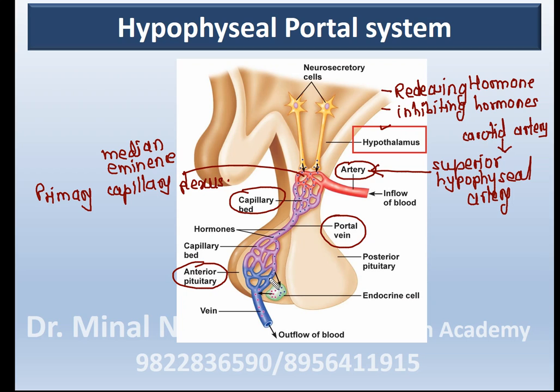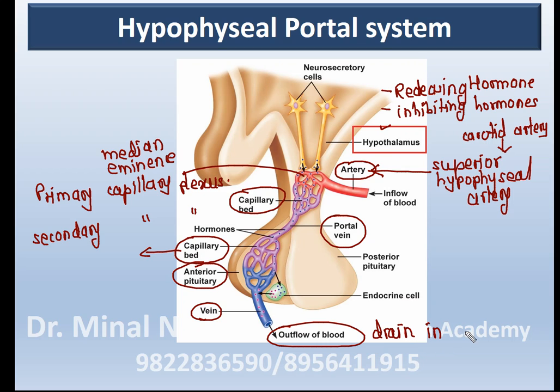In response to this, pituitary gland is going to produce some hormones. The hormones which are produced by the pituitary gland will now enter into the second capillary bed. That second capillary bed is actually called secondary capillary plexus. And from secondary capillary plexus, they will enter through a vein and outflow through blood, that will drain into circulation. So because the portal vein is going to connect two capillaries and this is present between hypothalamus and pituitary gland, the system is called hypophyseal portal system.